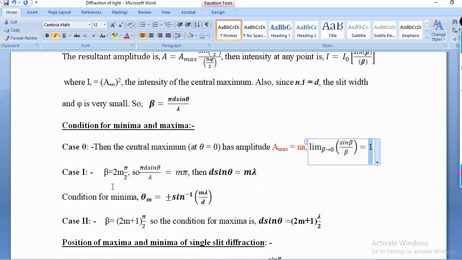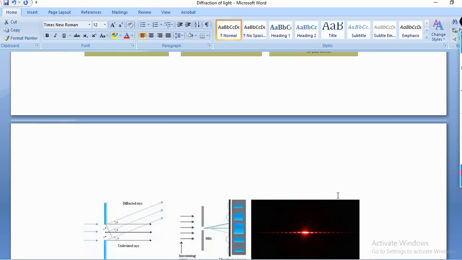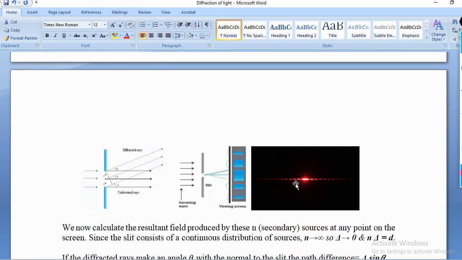Now the second case, when beta is equal to 2m pi by 2, or m pi. Then what happens? Pi d sine theta divided by lambda equals m pi. So this is equal to d sine theta equal to m lambda. So when theta is sine inverse of m lambda by d, you will have the conditions for minima. Come to this point. Here you have a bright point and then you have the dark point. These are the cases of minima.